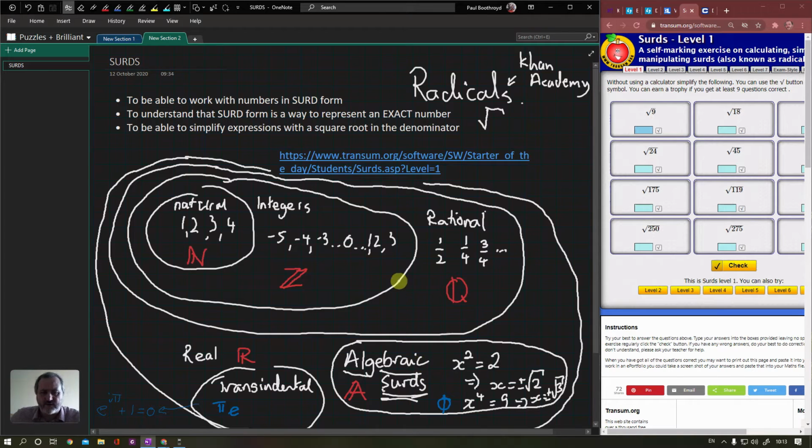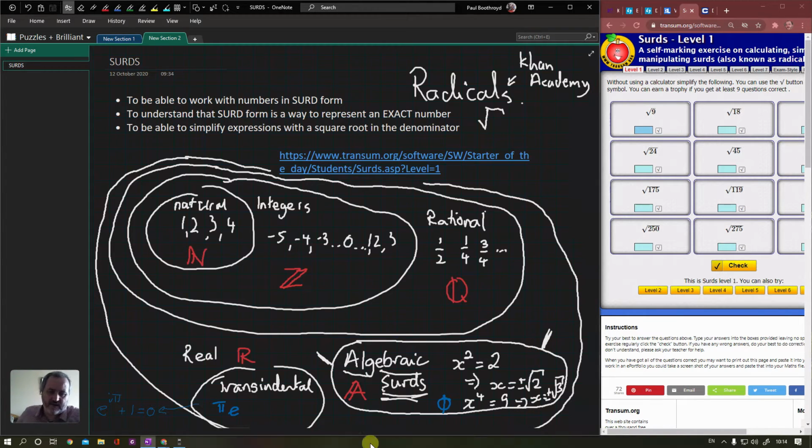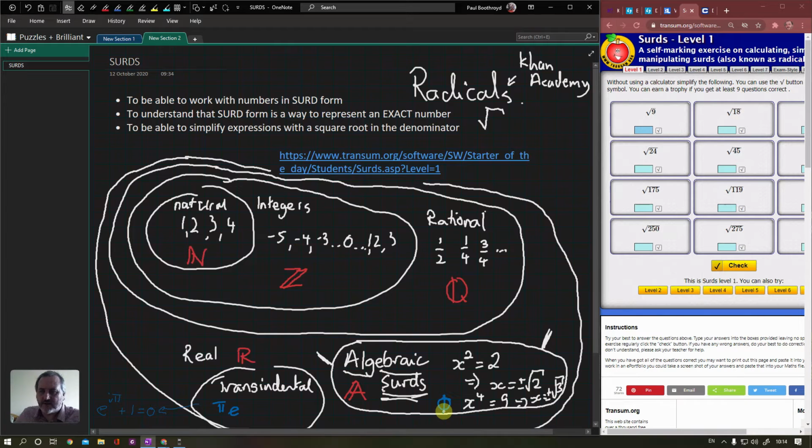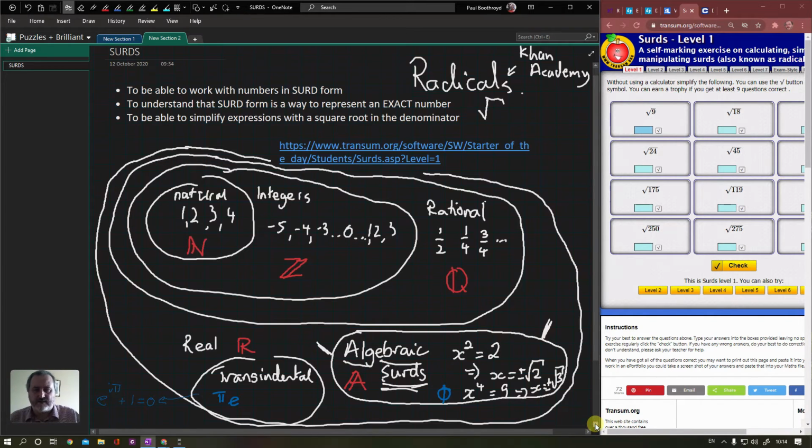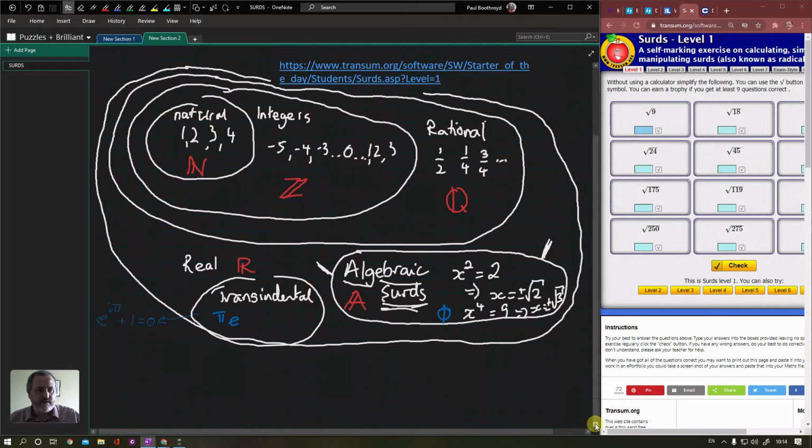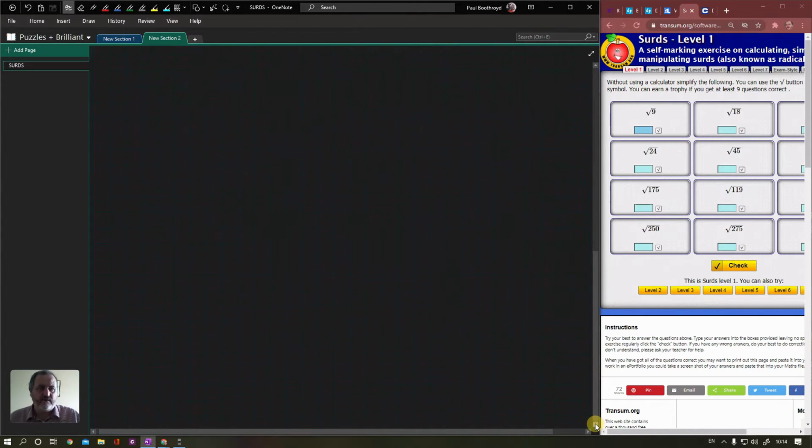Actually, the algebraic numbers should include the rational numbers. So that is actually a superset of the rationals, because rational numbers are algebraic numbers as well. So a slight mistake in my diagram. So we're actually talking about finding solutions to these, particularly giving exact answers. So I've got a few examples over here of simplifying simple ones.